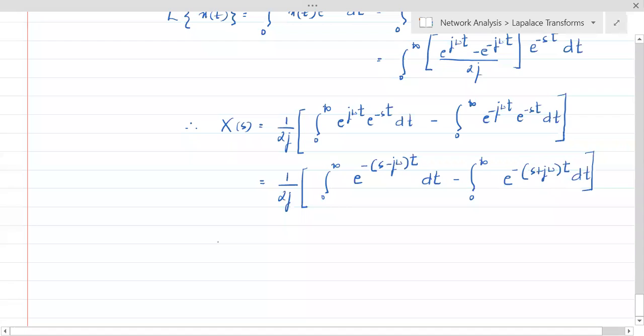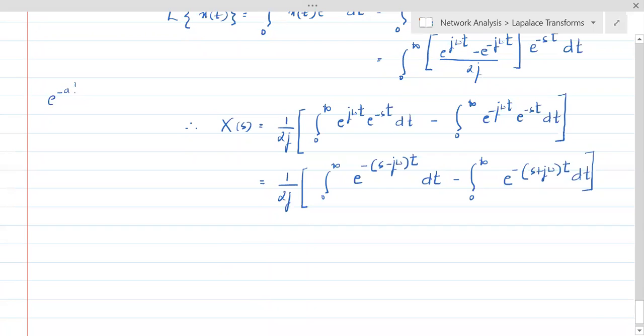If you have a decaying exponential, see, this is a growing exponential, this is a decaying exponential. So we have seen in the last class that if you have e power minus at, the Laplace transform of that is given as 1 by s plus a. So straight away we can do that here.